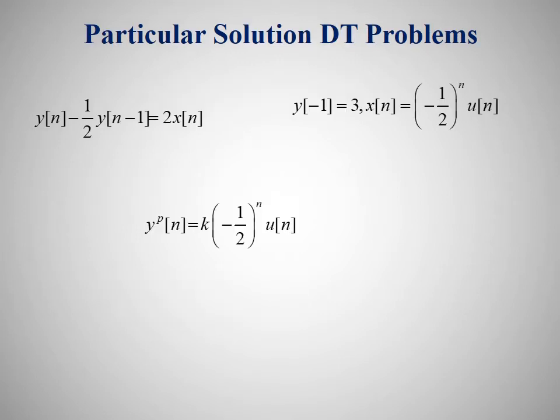Next we go on to an example in the discrete time case where the particular solution has been found. y of n minus half y of n minus 1 is equal to 2 into x of n. y of minus 1 is 3 and x of n is minus half power n into u of n. The particular solution obtained for such a problem is yp of n equal to k into minus half power n into u of n.